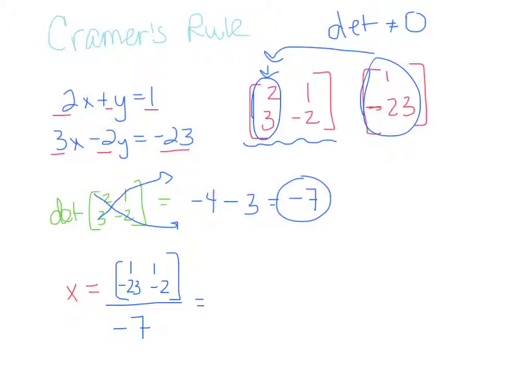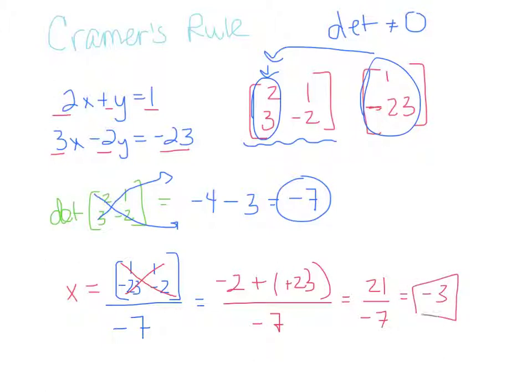But the first thing I want to do, though, is find the determinant of the top. So the determinant of the top is going to be -2 minus -23. And we're going to divide that by -7. And so we're looking at 21 divided by -7, which is -3. So there's my x value.